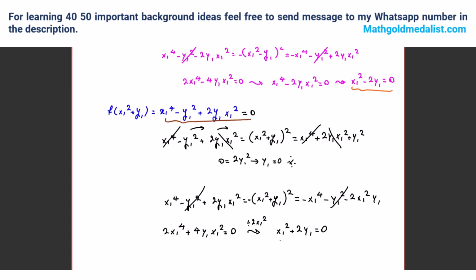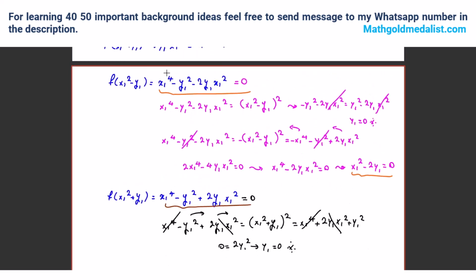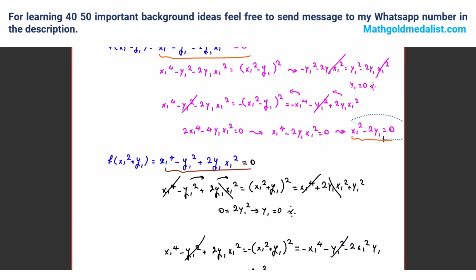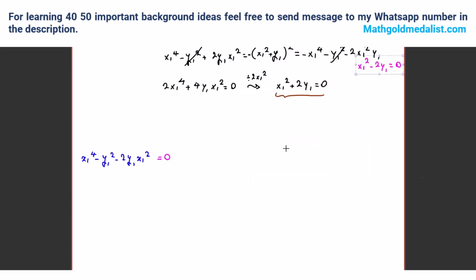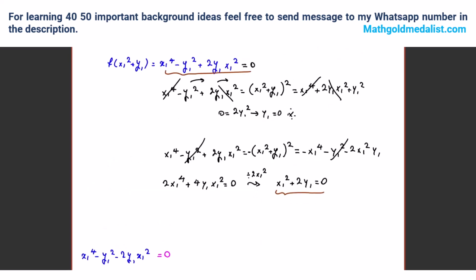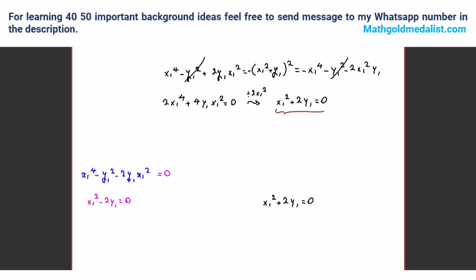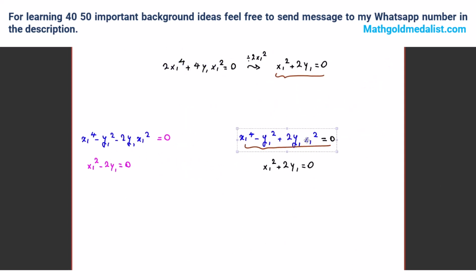This one or this one. Now let's consider the thing. So we should consider four cases. From first equation, we can reach this or this one. From second equation, we can reach this one or this one. Okay. Now we should check.